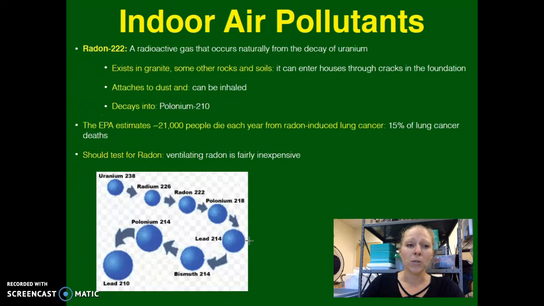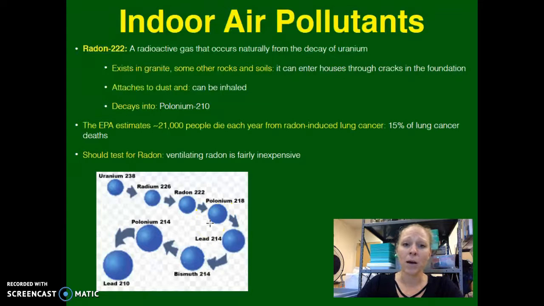Another indoor air pollutant is going to be radon. Radon is a product of uranium decay, so it starts off as uranium-238. It decays into radium and eventually radon-222. And then actually after that, polonium. Both radon and polonium are problematic.